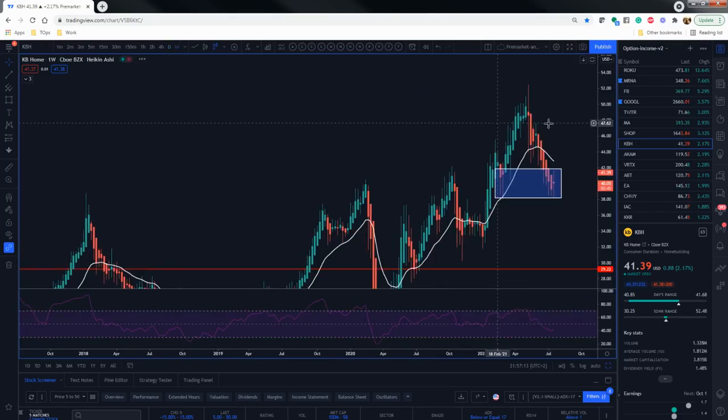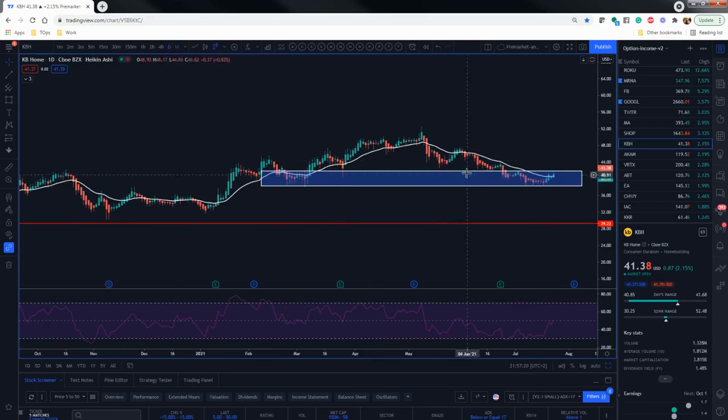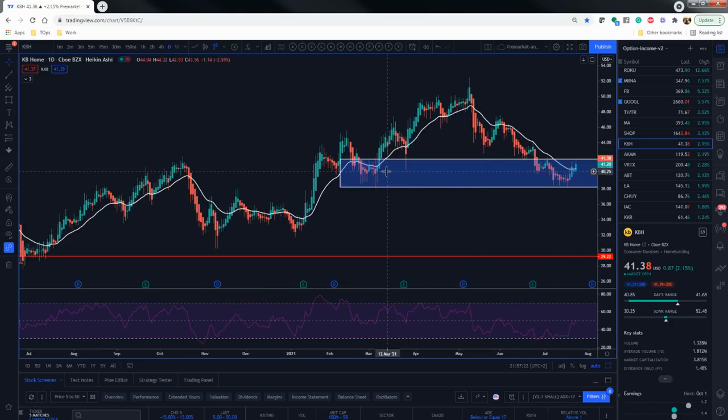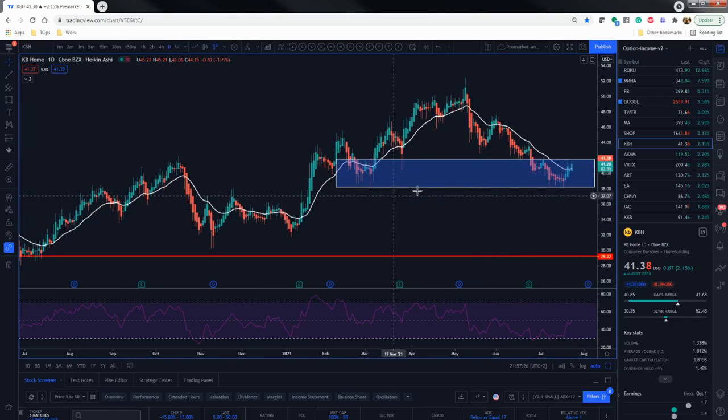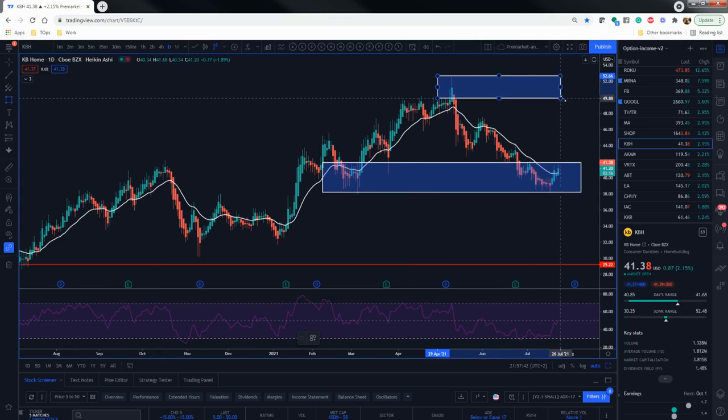Looking at the chart, as you can see, it's uptrending at the weekly time frame. And looking at the daily chart, the price is bouncing on the key support level. So in this case, I'm expecting that in the coming days or following weeks, the price of KBH will be trending and can even target this resistance area here.